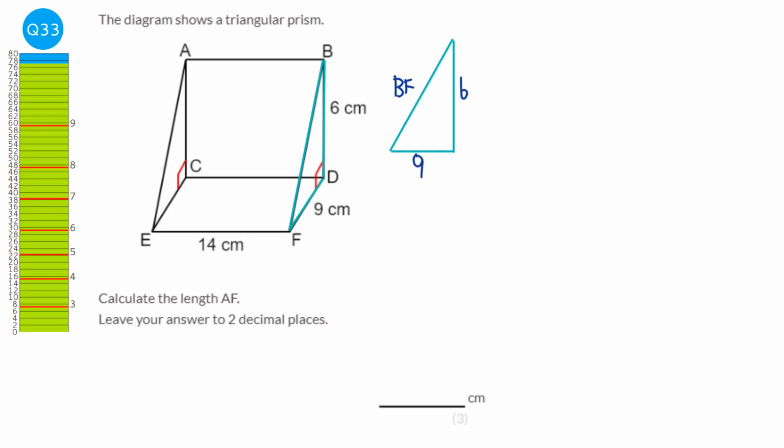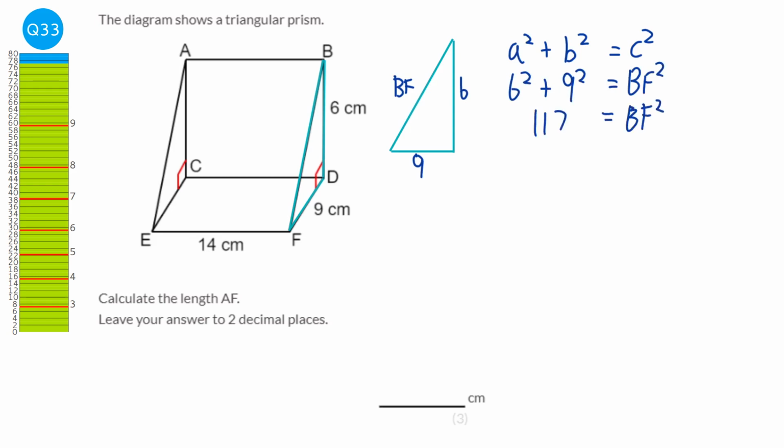So we're going to use Pythagoras, a squared plus b squared equals c squared, so it would be 6 squared plus 9 squared equals BF squared. 6 squared plus 9 squared is 117, and then we get our solving bit in, just to square root both sides. I can leave this as square root 117 for now.